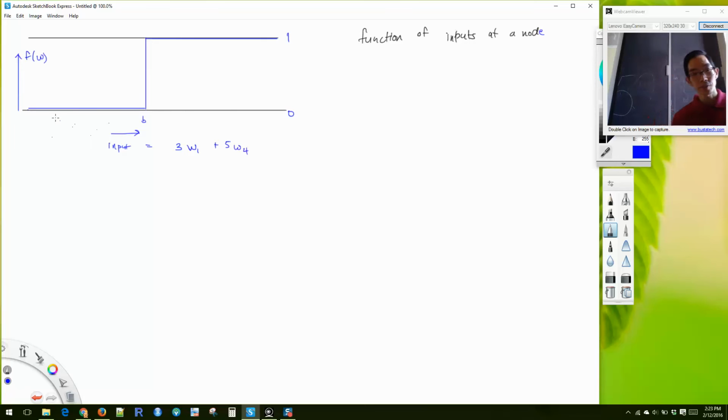So while 3w1 plus 5w4 is small, the output is 0, and then suddenly it jumps up to 1. And you can do some logic gates this way.